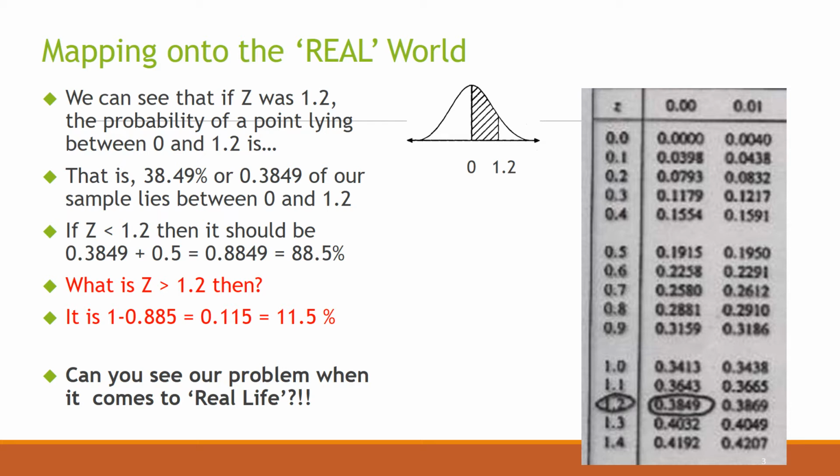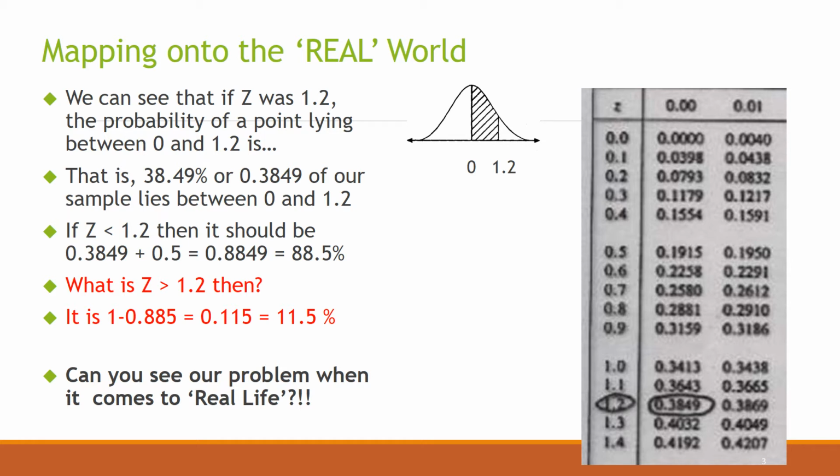If we want to get the probability of values less than 1.2, we have to go to the left hand side as well, so the left hand side of this curve is 0.5. Then we have to add 0.5 plus 0.3849. It's about 0.8849, 88.5 is the percentage. So this is the probability of less than 1.2.